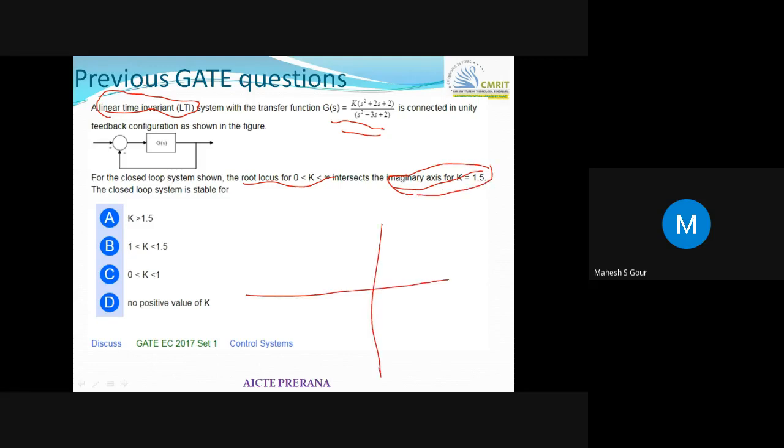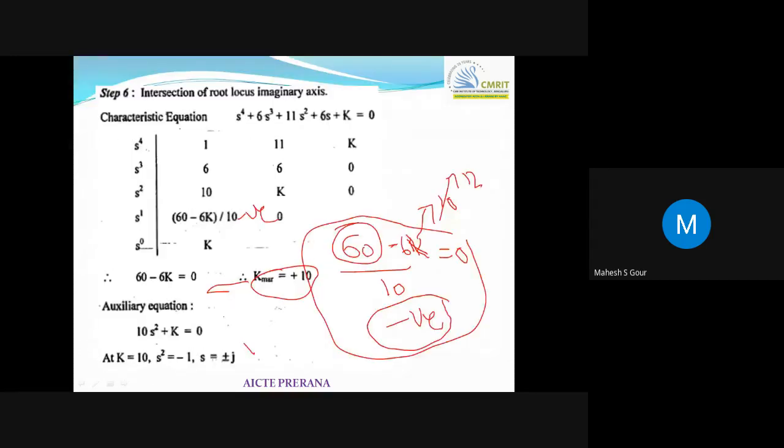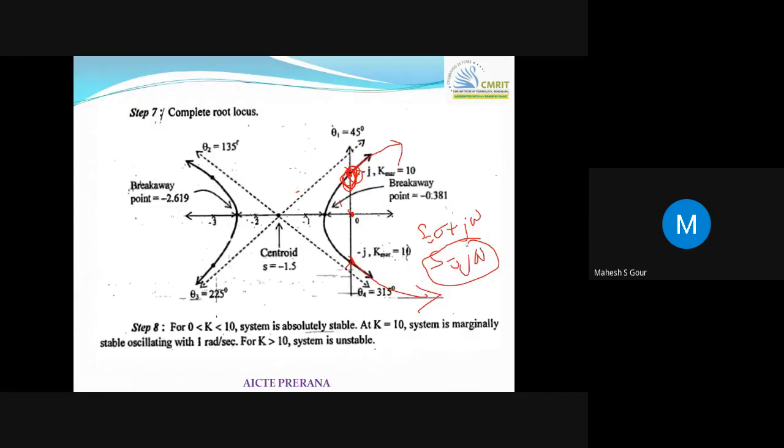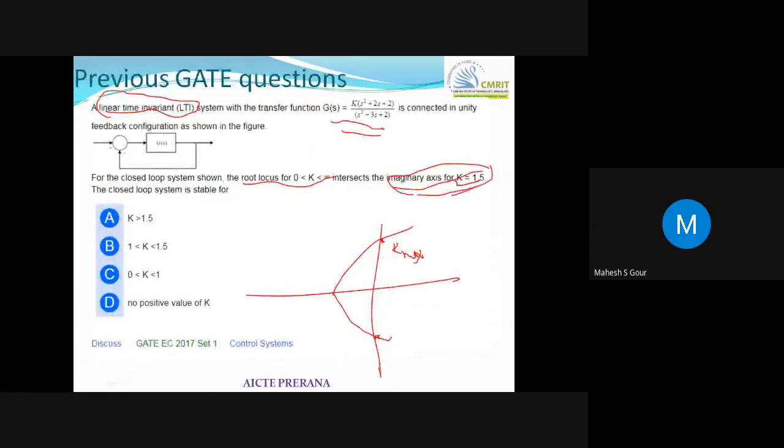It means when I draw the root locus, it is touching like this. When k is at its maximum value, it is touching here. So in the previous problem, the k value was maximum 10, right? So here the k value is maximum 1.5. Now what is asked? The closed loop system is stable for what values of k?